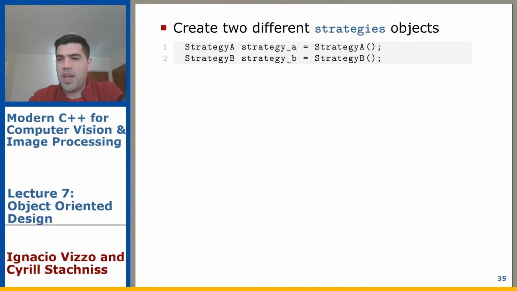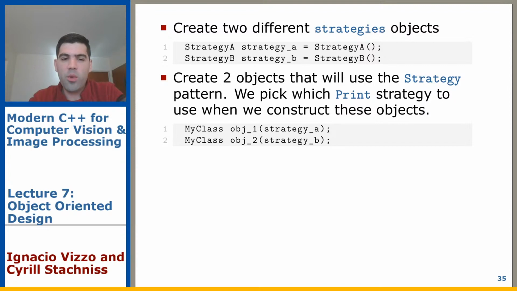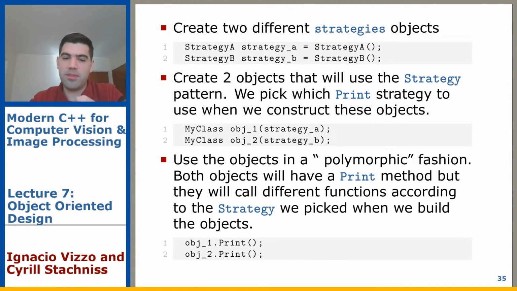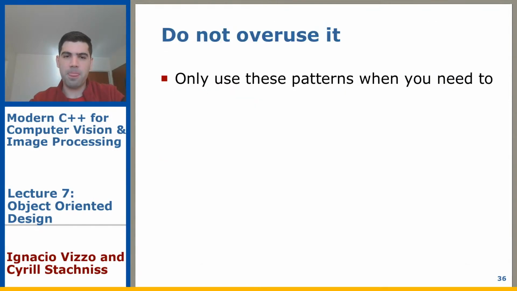So for example, this is how we will use it. We create strategy A and B, and then we will have object 1 and 2. So it's all fake names, and then we pick which strategy to use, passing the strategy to the constructor, right? And then whenever we call print, we can do this in a loop, we will pick different strategies, right?